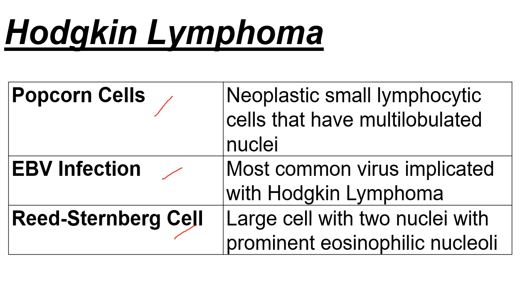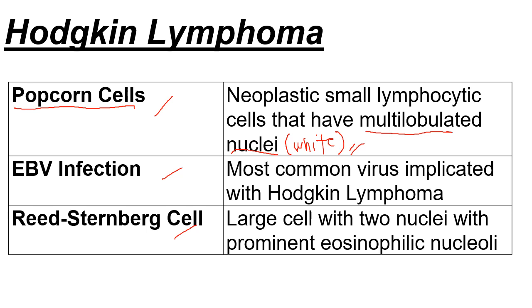So, unahin natin the popcorn cells. Popcorn cells are actually lymphocytes na may multilobulated nuclei. And actually, wala silang masyadong stain. It appears as white. Kaya, tinawag na popcorn, no? Multilobulated na, kulay white pa.